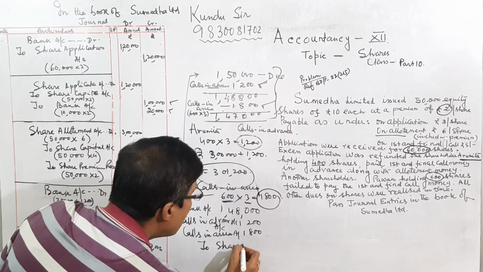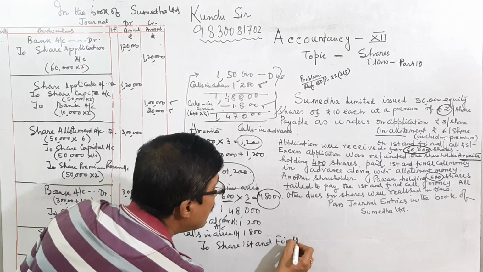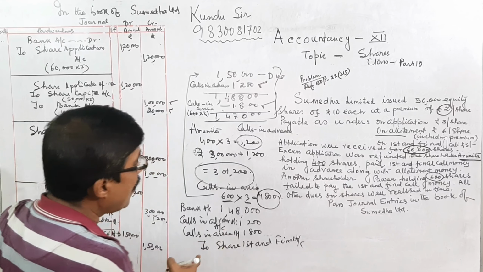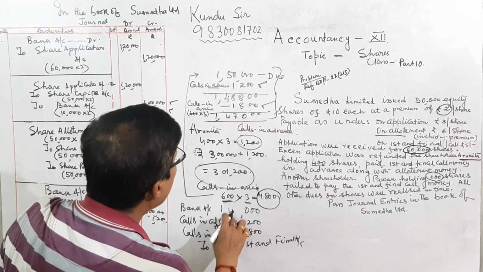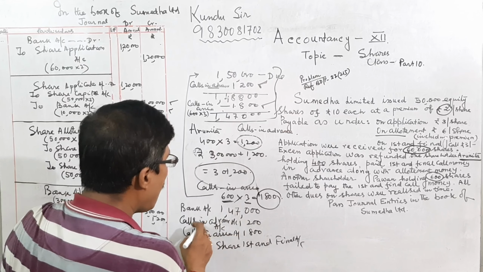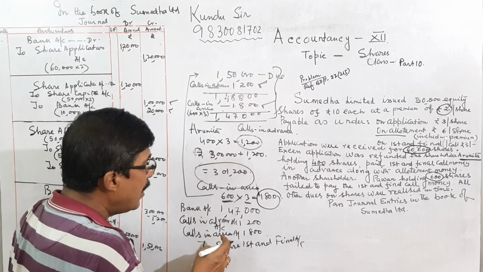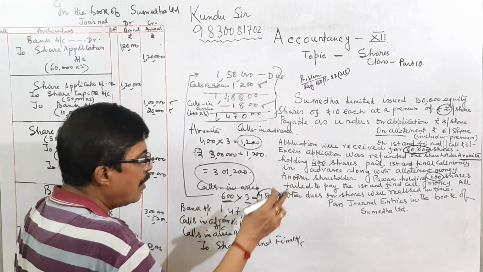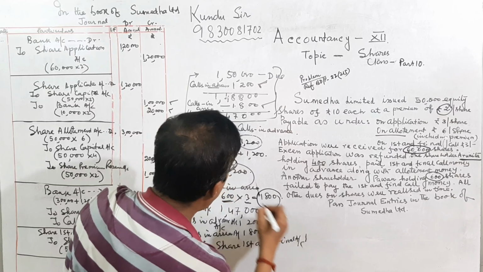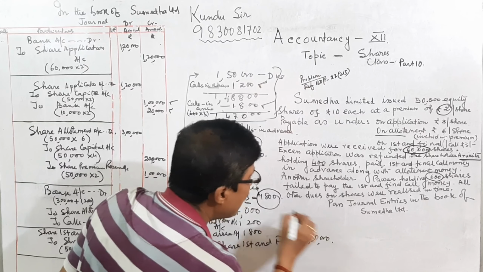To share first and final call account, it is 1,50,000. That is 1,47,000 bank, 1,200 calls in advance. We have adjusted, but we are not yet getting the 1800 from Pawan due on first and final call. So it comes to the figure 1,50,000. It is the large journal.